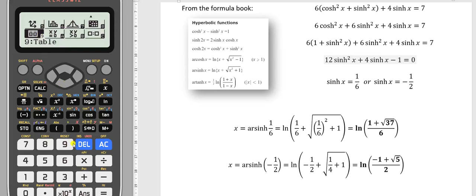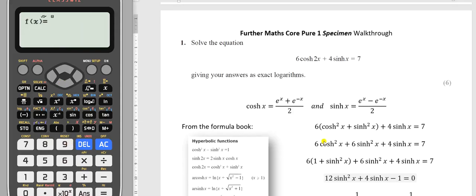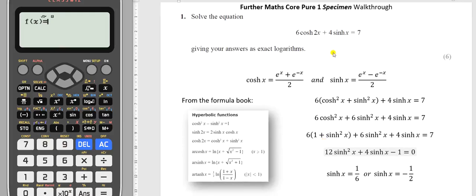If you look down here, table mode, this will allow you to put in 2 different functions if you need to. We only really need one function here. We're going to do 6 times cosh. Remember, you need the option button for this. Choose the hyperbolic, and we'll do number 2, cosh of 2x, and then close brackets, plus 4 lots of option hyperbolic sine of x, close brackets.